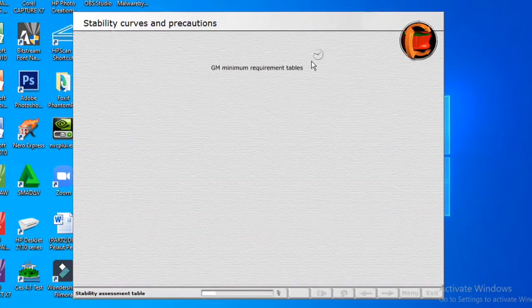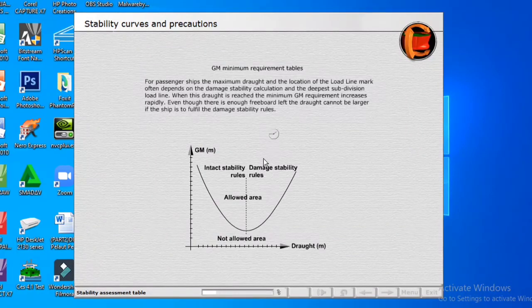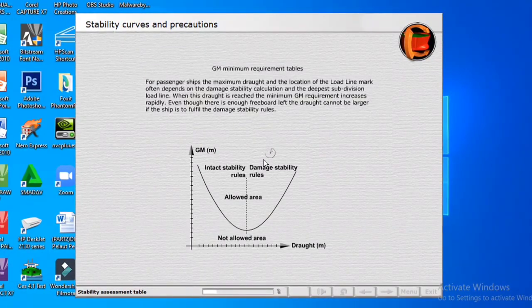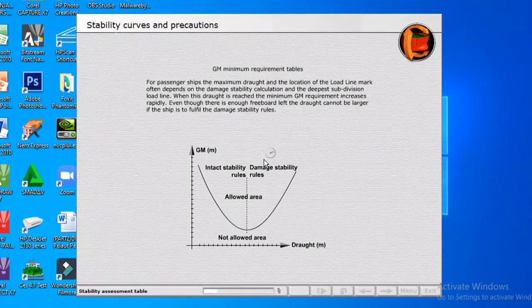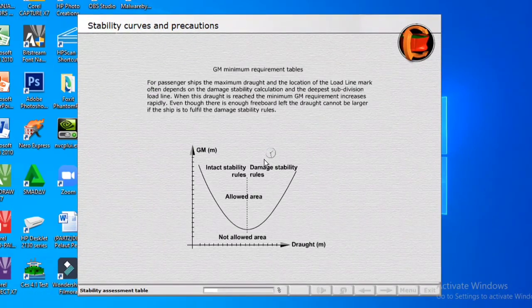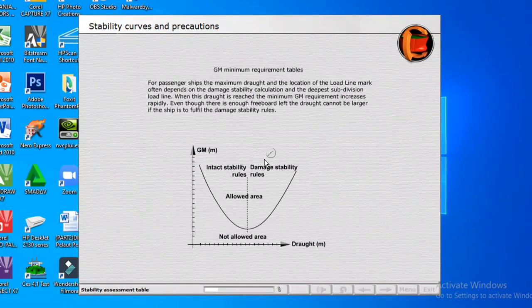GM minimum requirement tables. For passenger ships, the maximum draft and the location of the load line mark often depend on the damage stability calculation and the deepest subdivision load line. When this draft is reached, the minimum GM requirement increases rapidly. Even though there is enough freeboard left, the draft cannot be larger if the ship is to fulfill the damage stability rules.